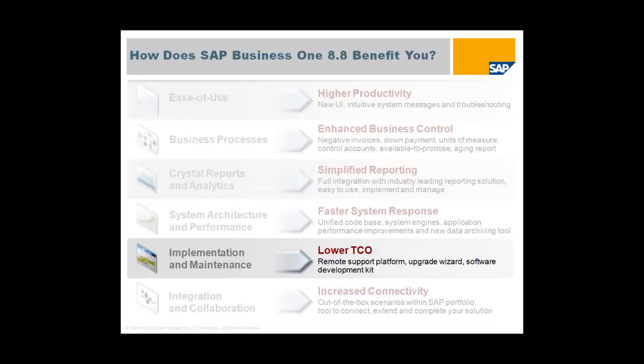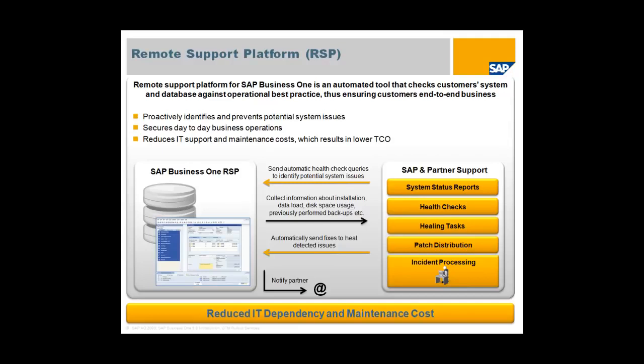From an implementation and maintenance perspective, we're really focused on trying to lower the total cost of ownership. How have we done that? Well, the first tool that we've delivered is what we call the remote support platform. The remote support platform for SAP Business One is a tool that has been heavily automated that checks your system and database against operational best practices.